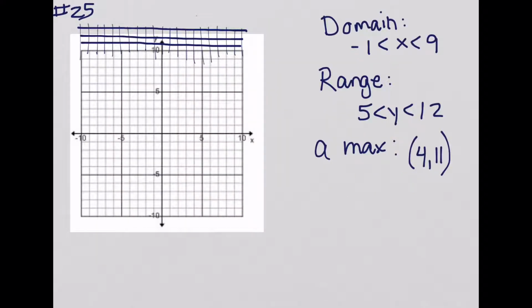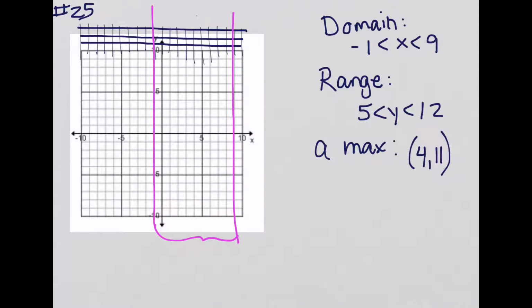Okay, for 25, they actually restrict your domain and your range, and you have to draw the function. So this says your domain has to be between -1 and 9. -1 is over here, and 9 is over here. So I'm not allowed to use any of the values outside of that range. I've got to be using X values in here.